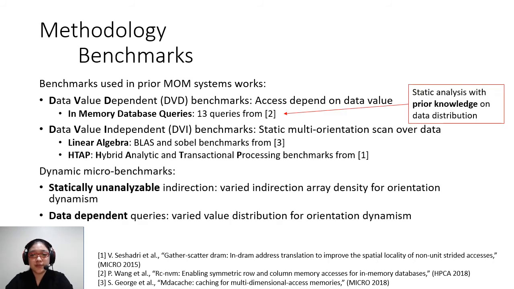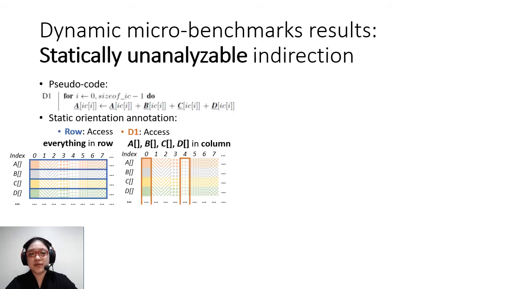These benchmarks from prior works do not outline the orientation dynamism due to their static annotation nature, so we have included our own dynamic micro-benchmarks with parameterized orientation dynamism to highlight the relative sensitivities of static and dynamic approaches. These include two workloads matching the examples used to explain orientation dynamism. Let's look at the dynamic micro-benchmark results first.